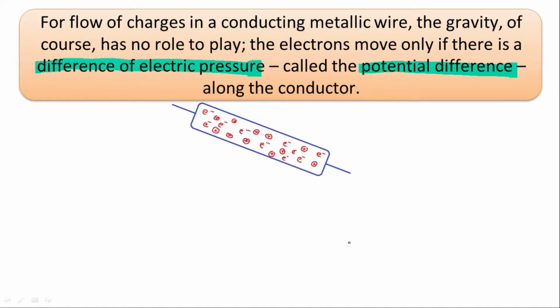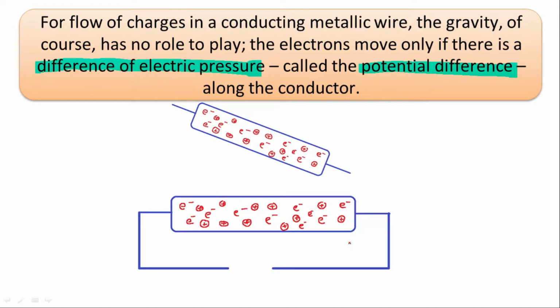But for the flow of charge in a conducting metallic wire, gravity of course has no role to play. If you take the conducting wire and put it on an inclination, will there be a flow of current? No, of course not, because gravity doesn't play a role in the flow of electrons inside a conductor. So the question arises: how do electrons move in the conductor if there is a difference of electric pressure? As we saw in the case of water, a pressure difference was created due to fluid pressure, and due to that pressure the water flowed.